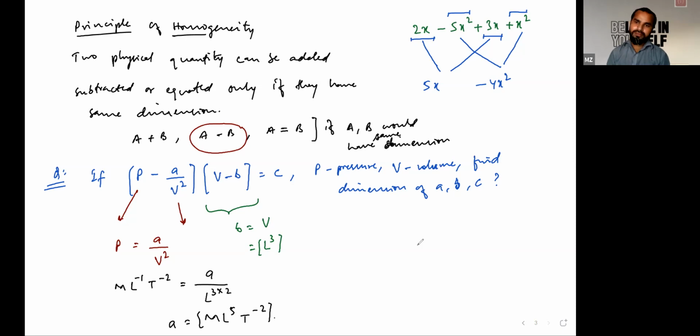Sir, for C, can we equate it with V minus B is equal to C? Or do we have to take the whole expression, as C is equal to the whole expression in the two different brackets? There is some other concept related to that. I'm explaining it to you. Okay, sir.